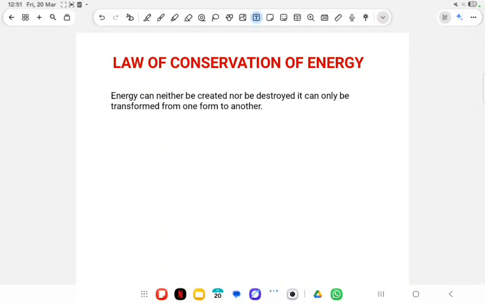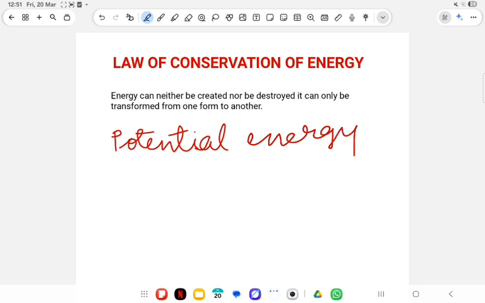Hello everyone. In this lecture we are going to verify the law of conservation of energy. The law of conservation of energy states that energy can neither be created nor be destroyed. It can only be transformed from one form to another. So let's verify this law using the two energies we know, that is the potential energy and the kinetic energy.